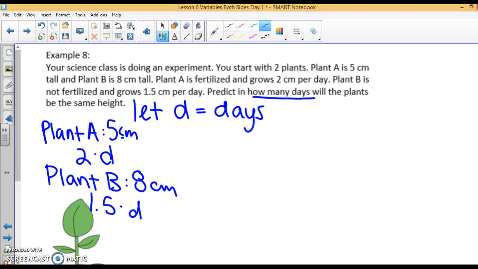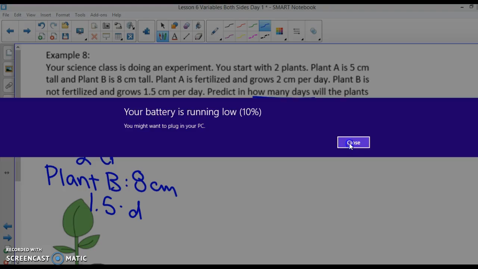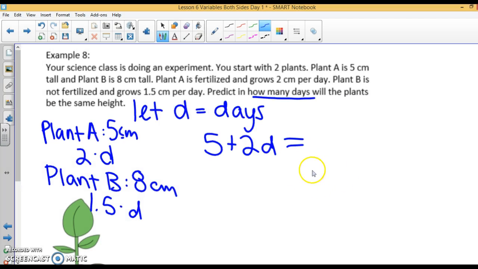And we want to know when they're the same. This is the same as when they're equal, so we want to set these equal to each other. Well, we're starting with plant A. It's starting at 5 centimeters, and it's going to grow 2 centimeters per day. So it's going up. We can add the 2 centimeters per day, right? And if we want them to be the same height, we're going to set them equal to each other, and it's going to be 8 plus 1.5D.